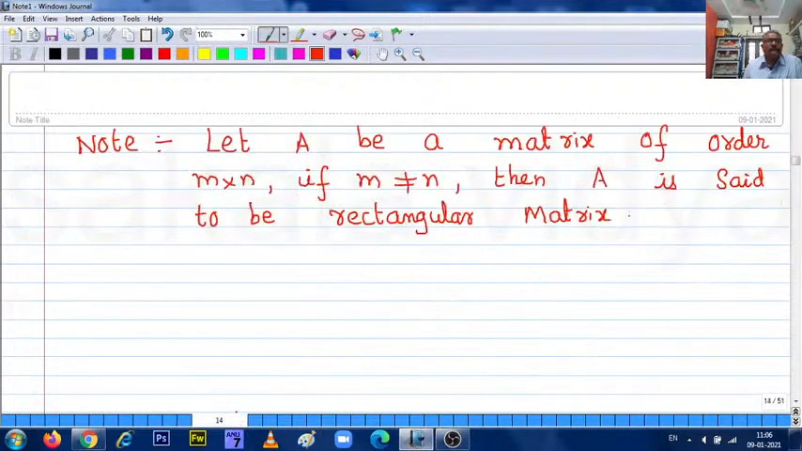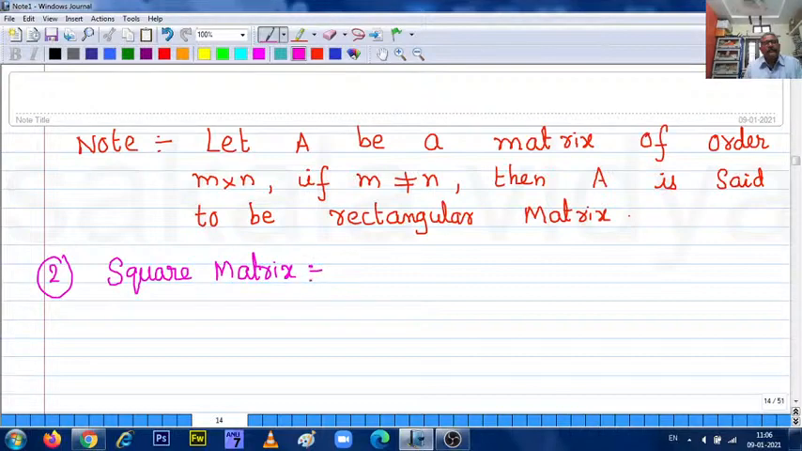So next, let us move to the second one. Square matrix. Now easily you can define a square matrix. Are you able to define the square matrix? What do you mean by square matrix? It's very good, Santoshini. Very good.